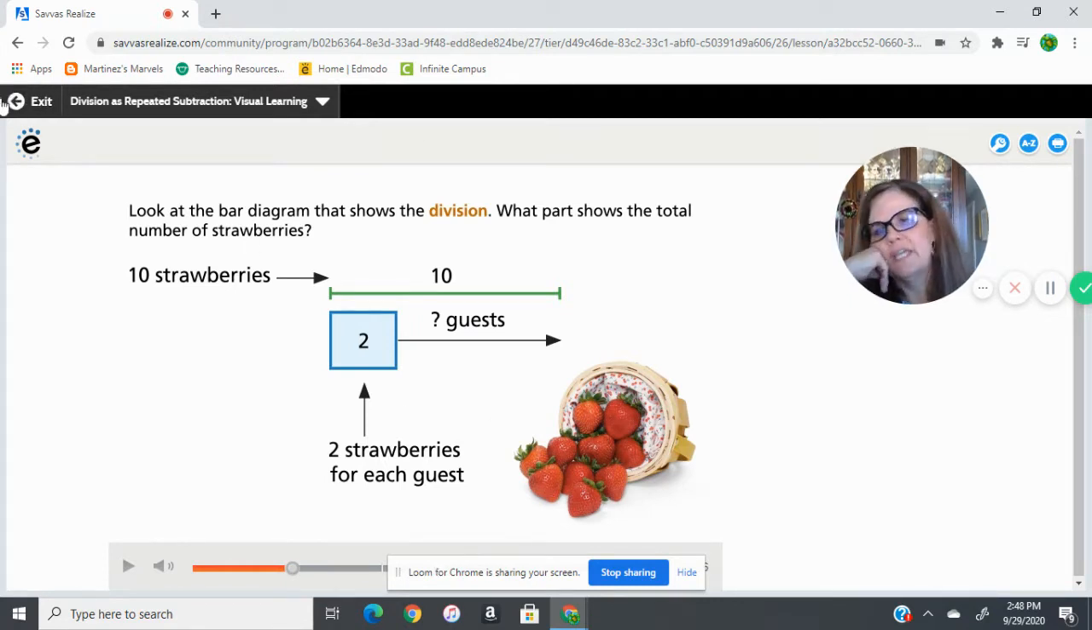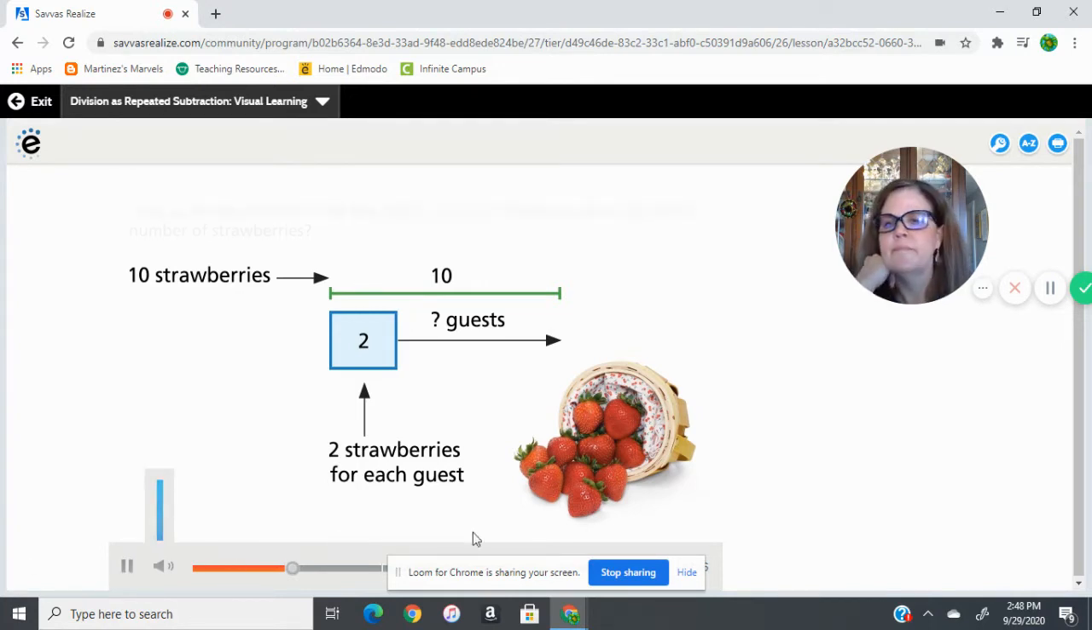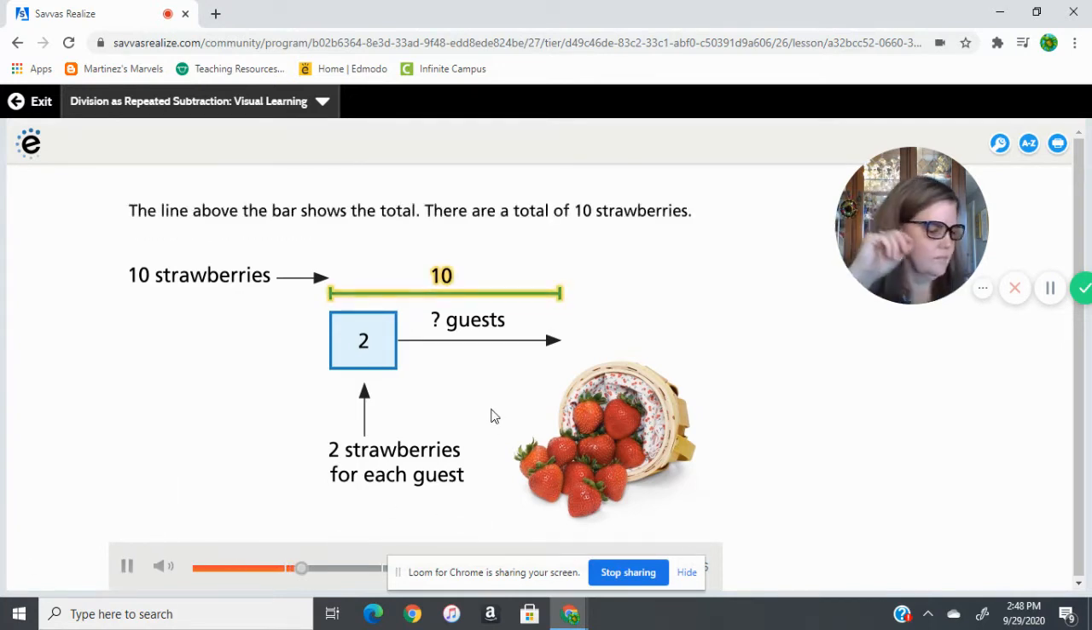Okay, so we're looking at how many are the total. So if you look here, 10 total strawberries. You can find that as the top of our bar diagram. The line above the bar shows the total. There are a total of 10 strawberries.